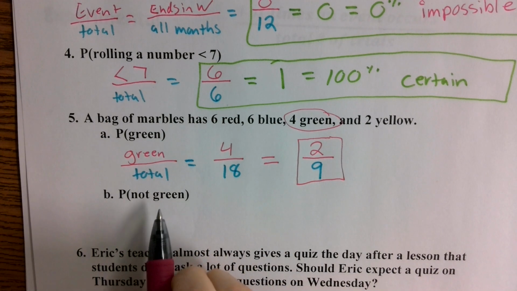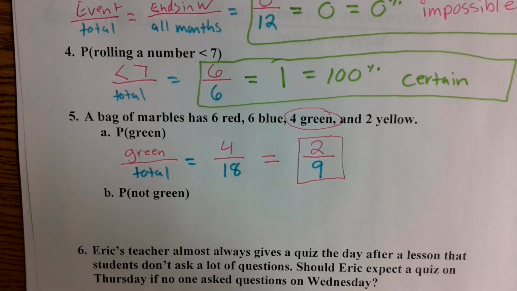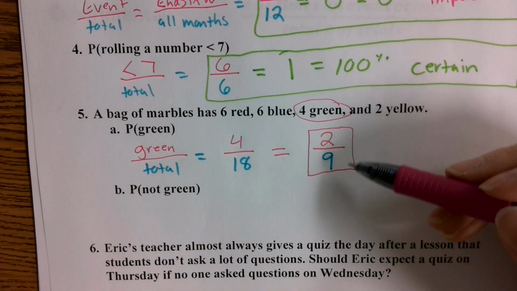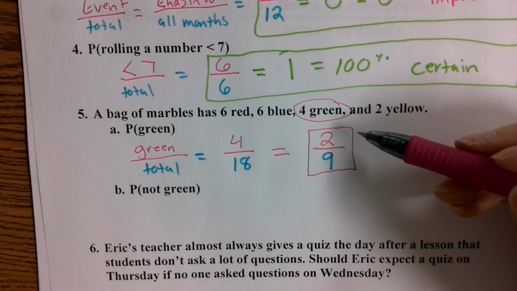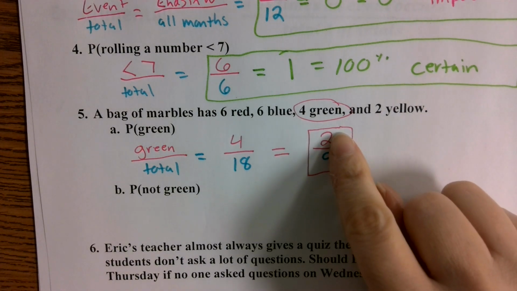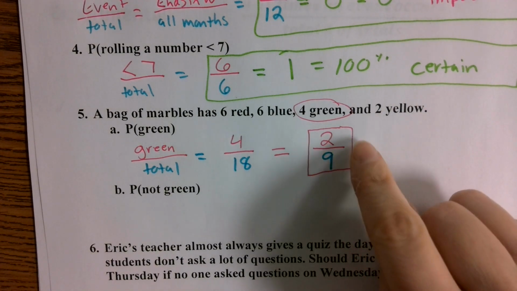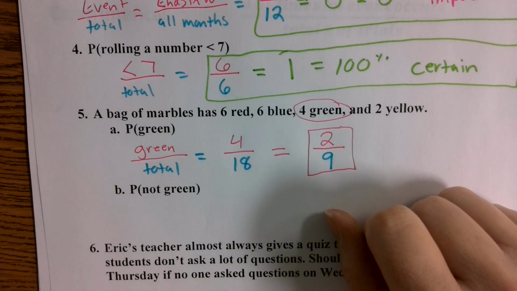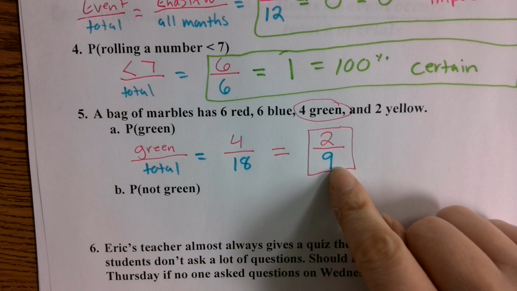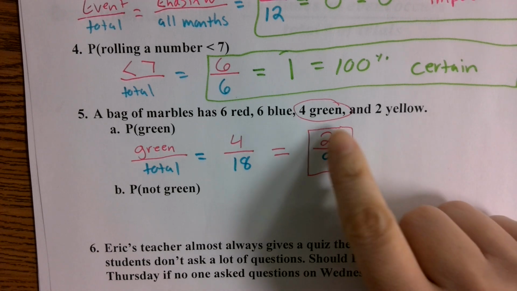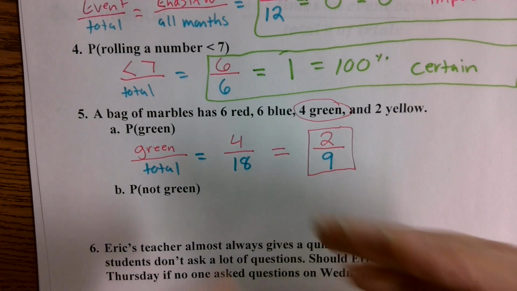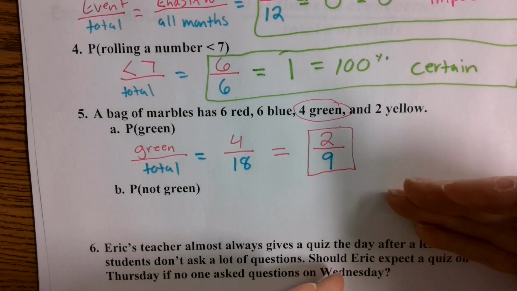Now I want the probability that it's not going to be green. So if I know it is going to be green is 2/9, I just have to take the opposite of it. So 2 out of 9 are green. How many are not? 7 out of 9. Because notice 7 plus 2. What's 7 plus 2? 9. You're either green or you're not green.